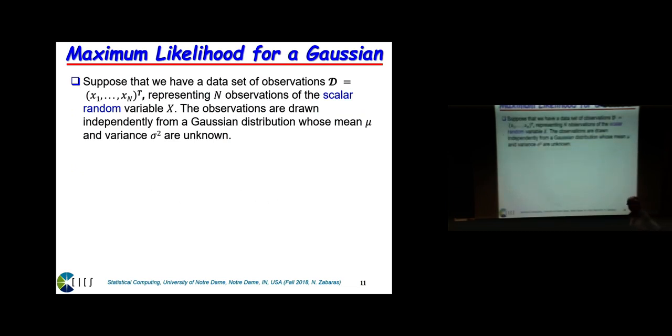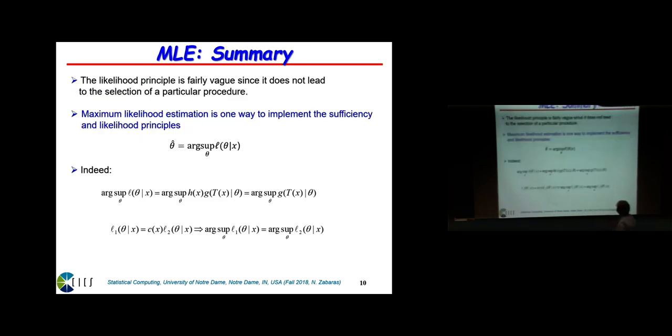Sorry, we hadn't seen the notation with arg. That just means the argument. You're maximizing this with respect to the parameter theta, and that's what you return. That's the MLE estimate. What's the difference between the arg max and the arg sup? It's too technical. For all practical purposes, you're taking the maximum value. But if you write arg sup in your homework, you get an extra point.